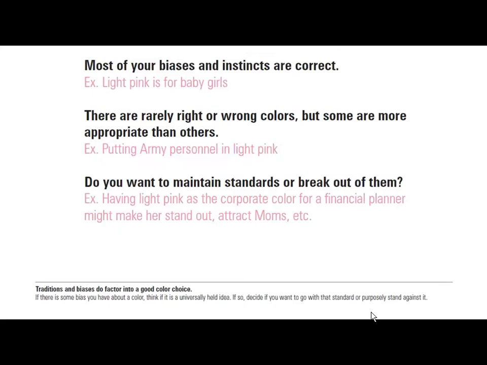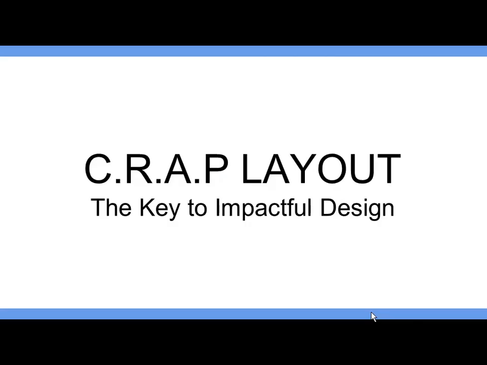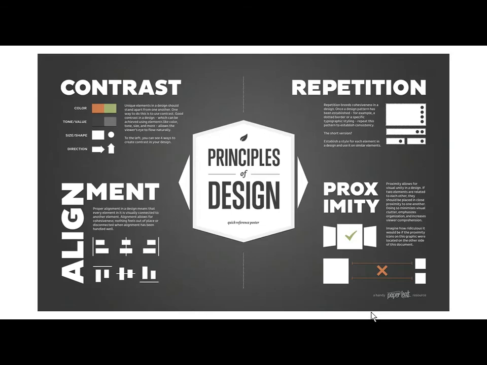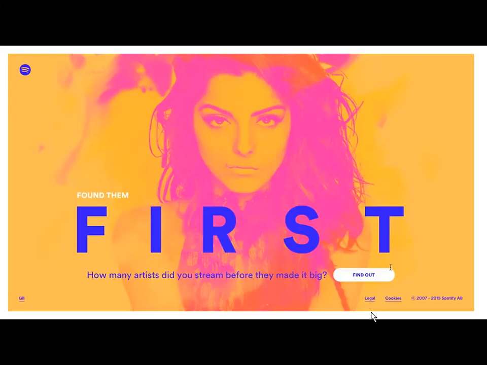Okay. The CRAP layout. The key to impactful design. The CRAP layout stands for contrast, repetition, alignment, and proximity. These are all important keys and characteristics with design. Let's first talk about contrast.